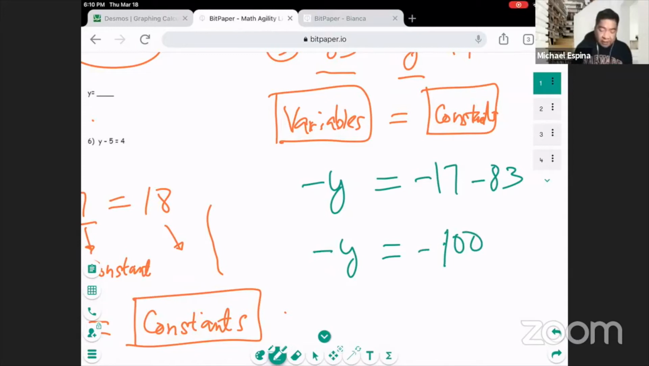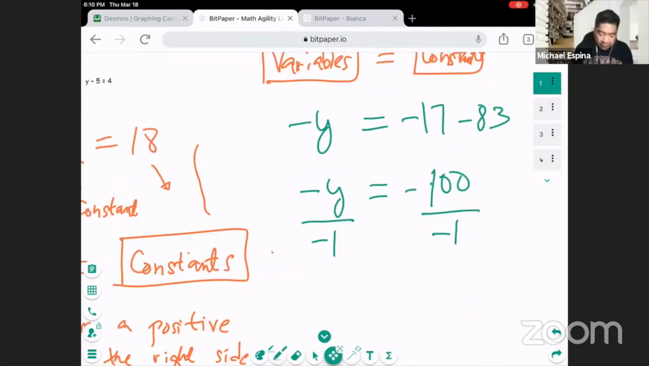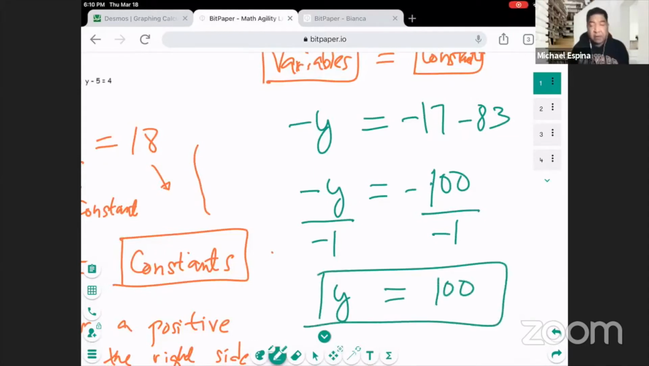Now, we still have a negative in front of our variable y. So we need to eliminate the negative here. Just divide both sides of the equation by negative 1. And then we get y equals 100. So that is our answer for question number 3.